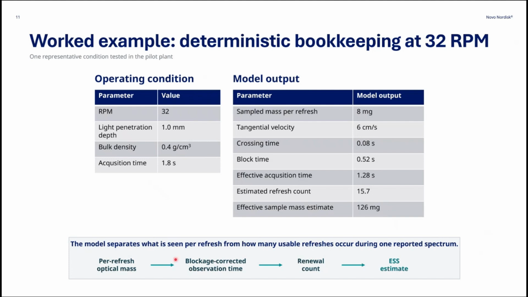So these are the calculations you have to go through. Calculate the optical mass per refresh. How much blockage time do you have and your total time. Then you have your renewal counts, and you can estimate your effective sample size.